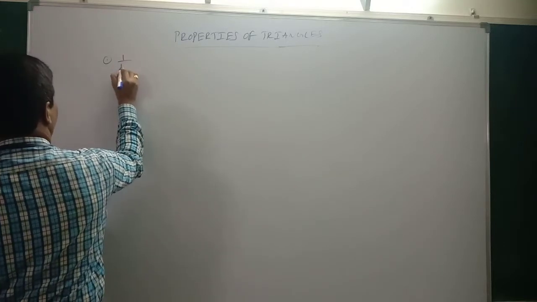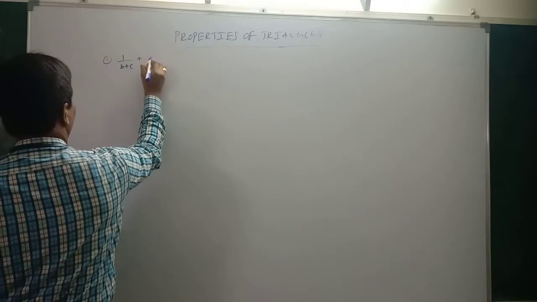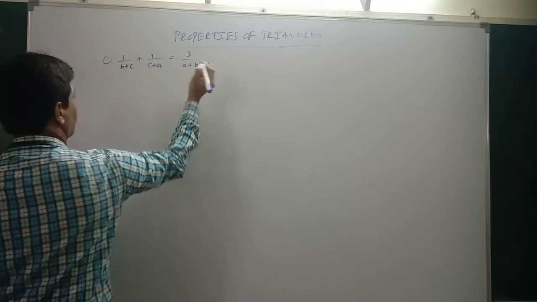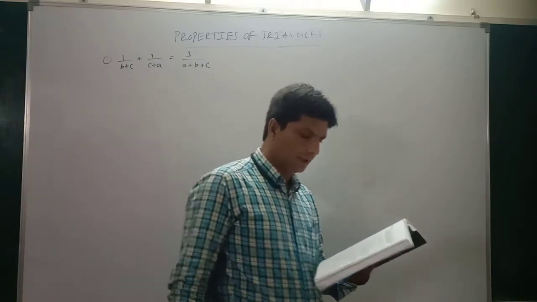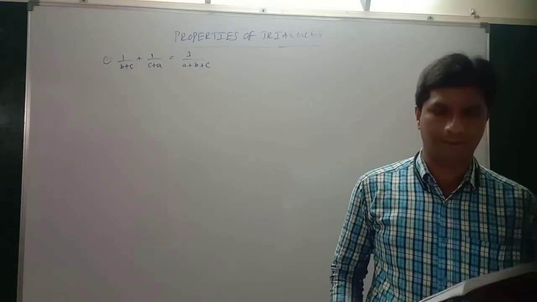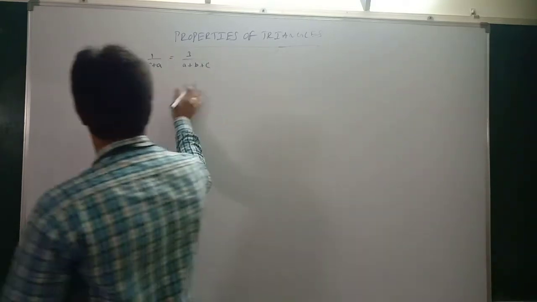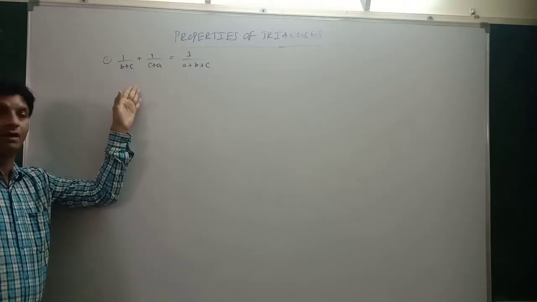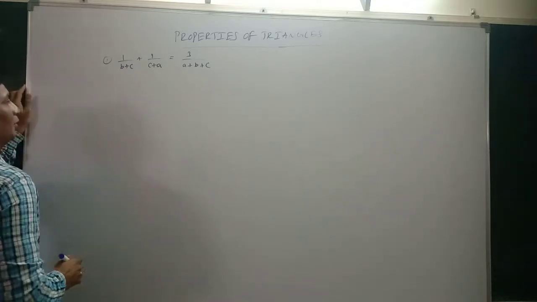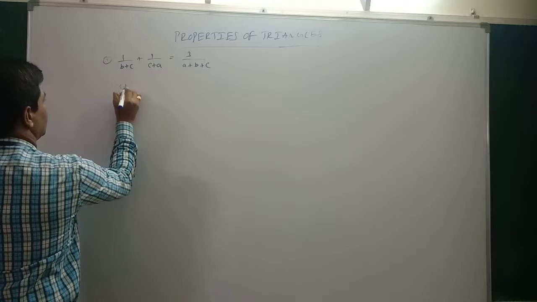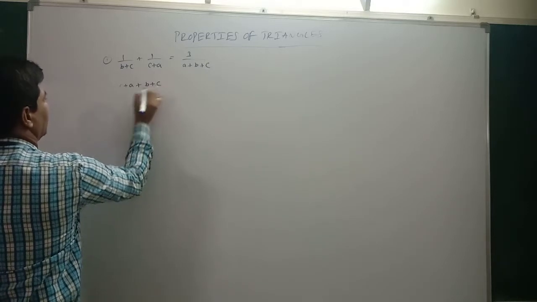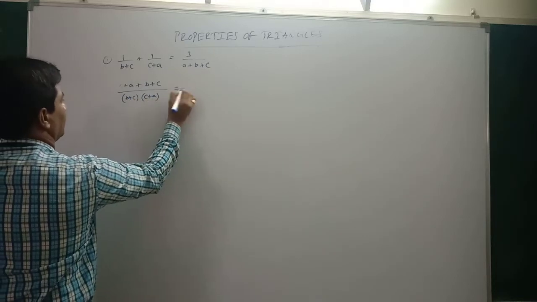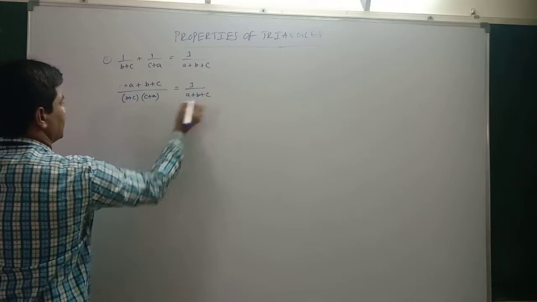In the triangle ABC, 1 by B plus C plus 1 by C plus A equals 3 by A plus B plus C. Then we have to find the angle capital C. Can you see this? We have to write some big numbers here. Take LCM: C plus A plus B plus C by B plus C into C plus A equals 3 by A plus B plus C.